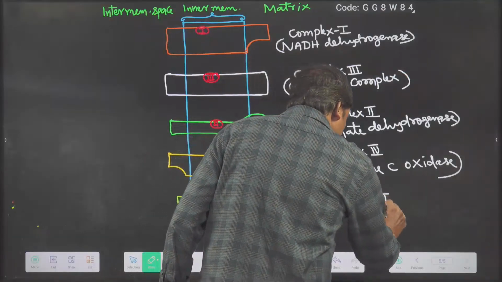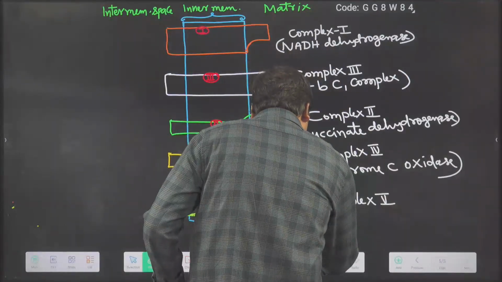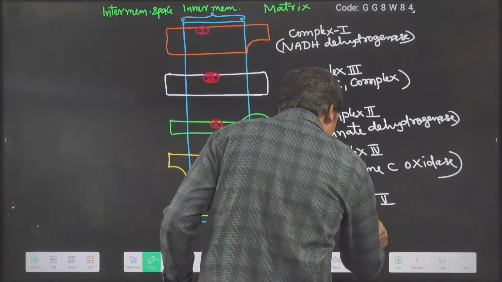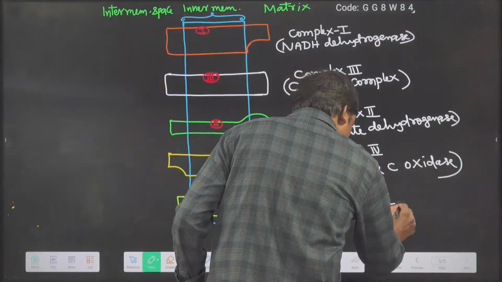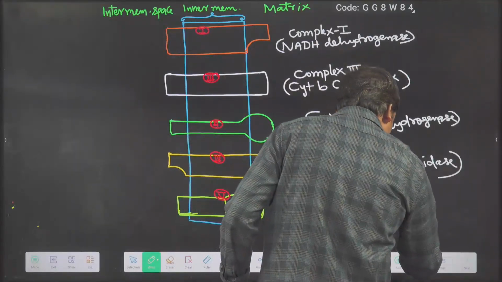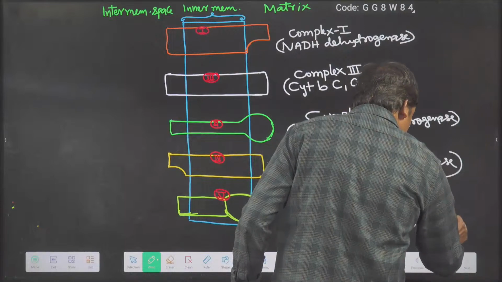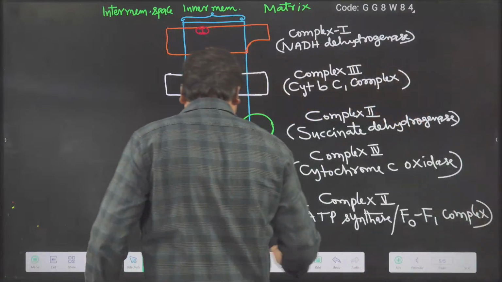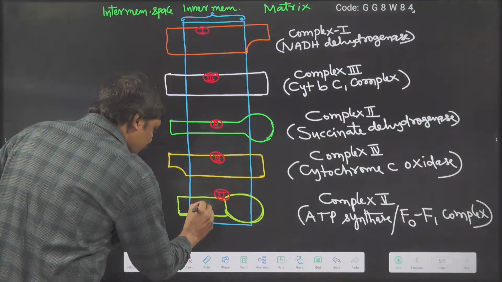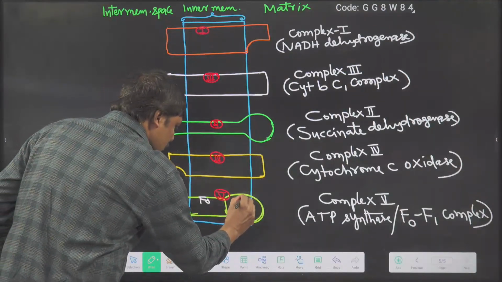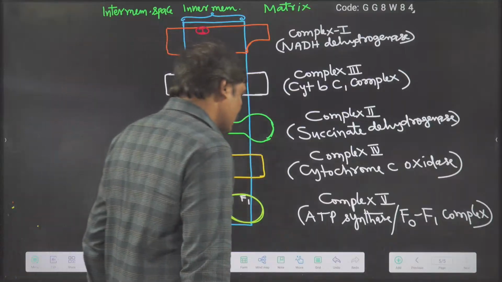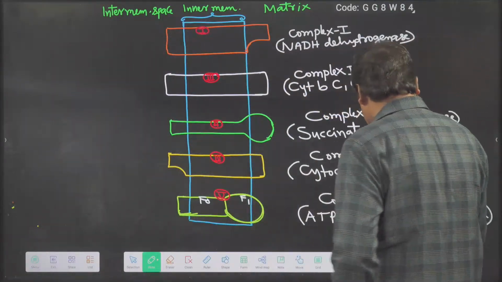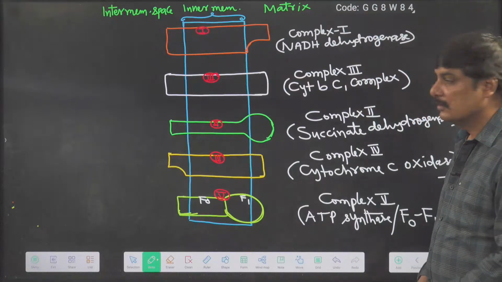Complex 5, known as ATP synthase or F0 F1 complex. This is F0. This is F1. Two components are there. That is why it's called F0 F1 complex.